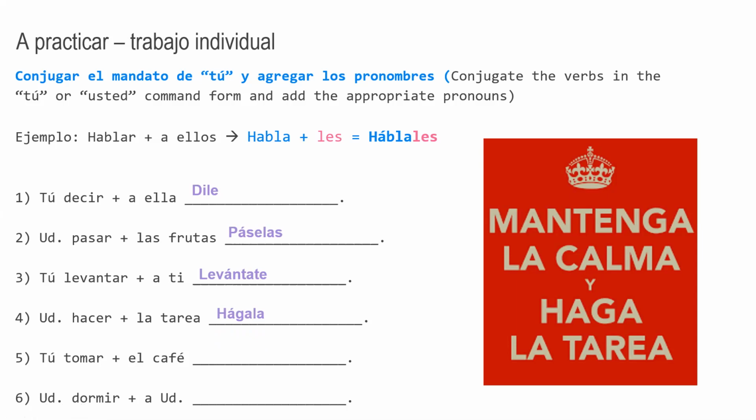So again, we have haga, we add la, we need to put an accent over the original second to last vowel. Toma el café tú, tómalo, and then usted. So we have duerma, then we add se for usted because it's reflexive, so we have duérmase.